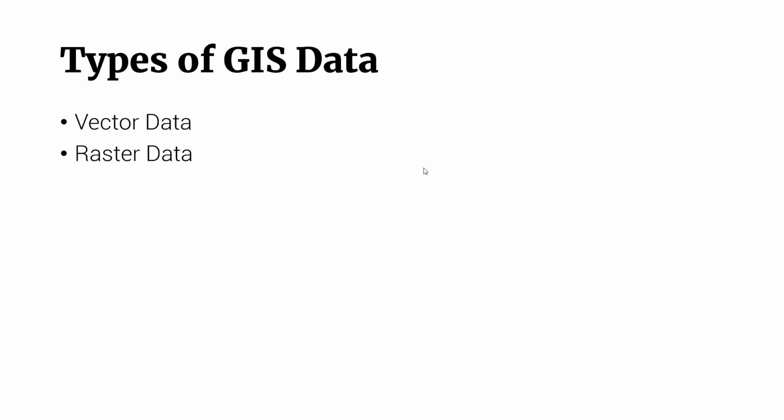Here are the two types of GIS data: the vector and the raster. When we say vector data, we have the points, the lines, and the polygons. Point data: GPS coordinates of landmarks. Line data: these are the roads, rivers, and pipelines. Polygon data: the political boundaries and land parcels or land areas. On the other hand, raster data: these are the satellite imagery of the Earth and elevation models.